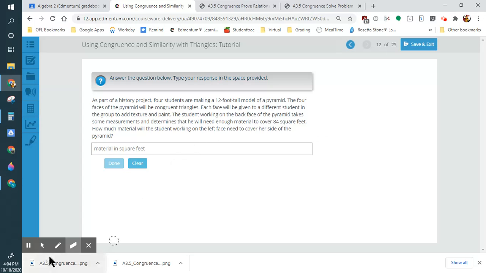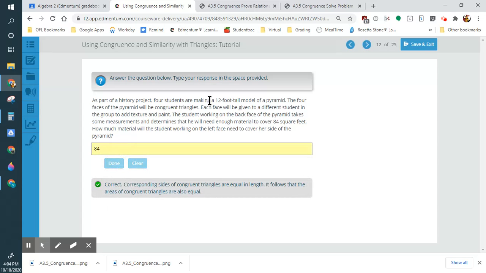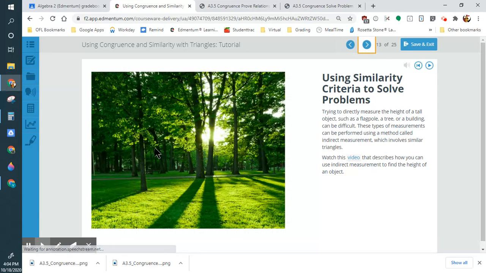Oh, I see. Duh. The triangles are all congruent, so it's just going to be 84. This 12 is just to throw you off. All of the sides are the same, so we're going to need the same amount.